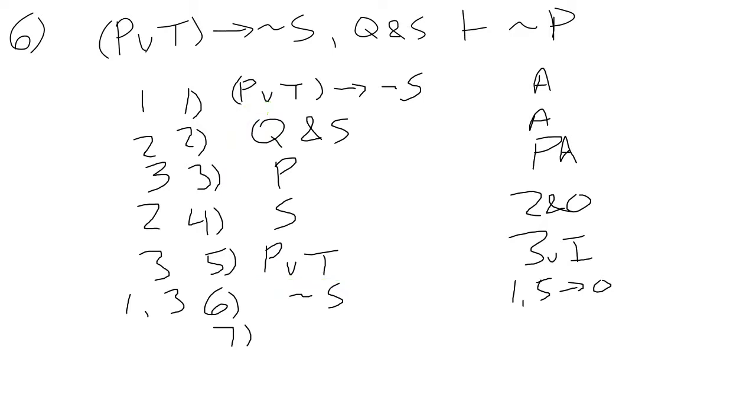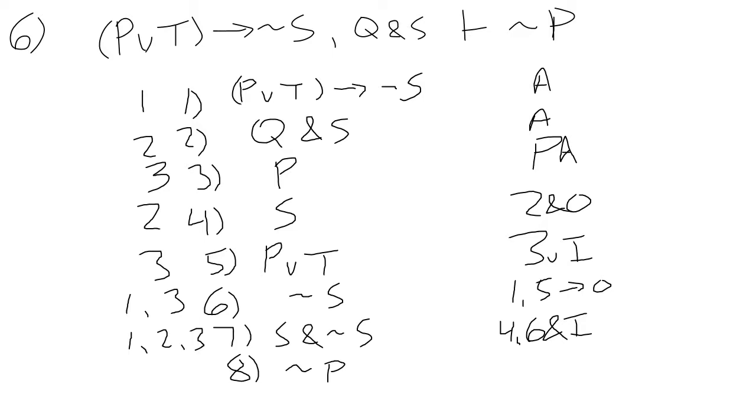Now, I want to put my S and not S together, which is going to be 4 and 6, ampersand in. 4 and 6 is 1, 2, and 3. There's my contradiction. I just need one more line here because I need to tilde in on my P. And that's going to be 3 is my PA, 7 is my contradiction. I'm introducing a tilde in front of my PA to be 1, 2, and 3. Mark out the 3, so it's just 1 and 2.